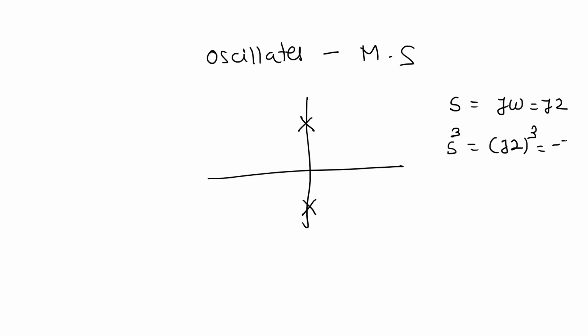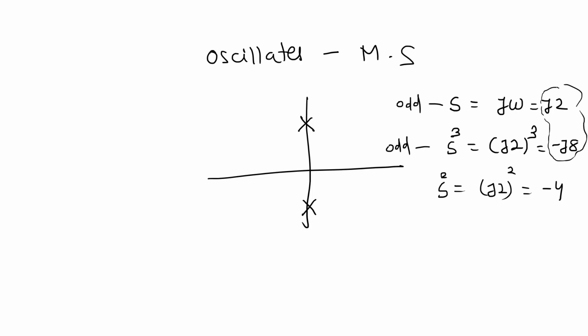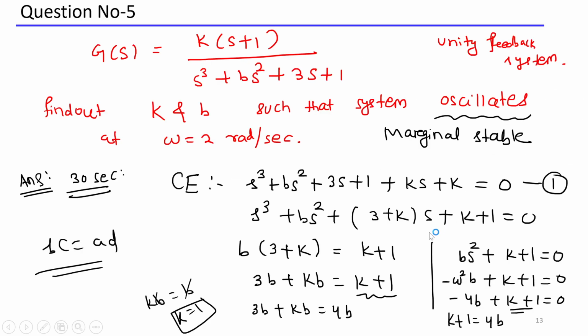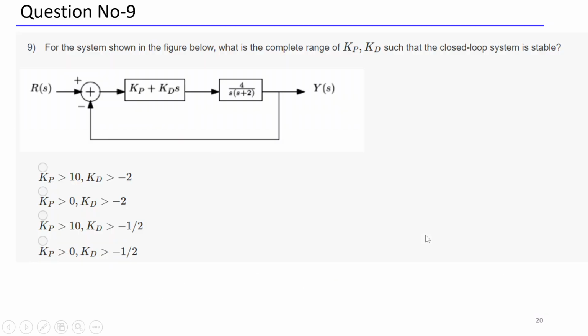It is minus j8. Similarly, let's say s squared. s squared means (j2) squared, which will be minus 4. Now tell me, from this observation, these are the odd powers. This is an odd power, this is also an odd power. Odd powers lie on which axis? Imaginary axis, right? Even powers lie on the real axis, right? So odd powers lie on the imaginary axis and even powers lie on the real axis.